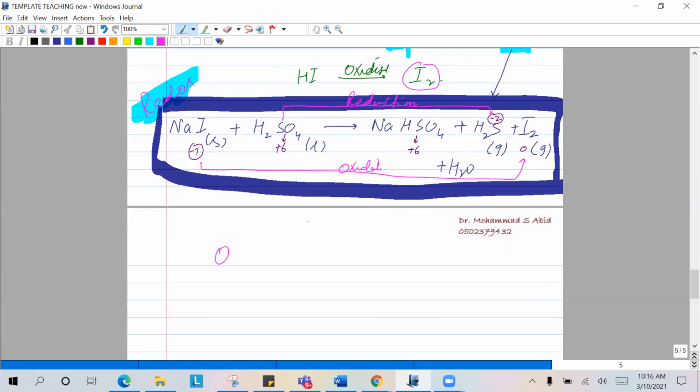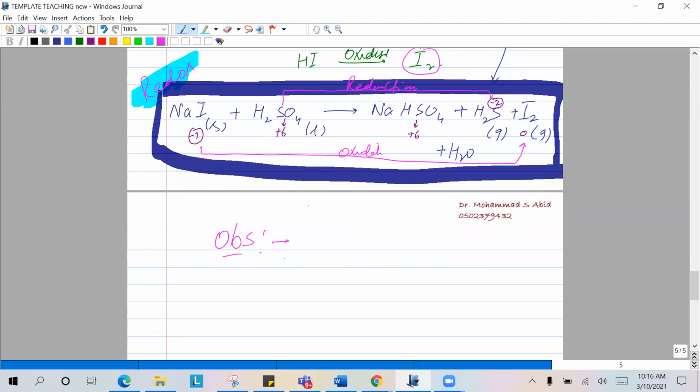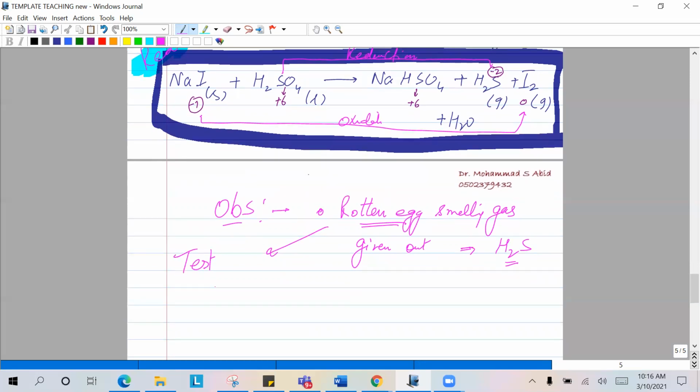Next thing is the observations. Now, what are the observations? Definitely white residue. That is not very important. The important thing is, again, there is a gas given out, a rotten egg smelling gas. Now, this is actually an indication of H2S. So for H2S, you use the words rotten egg. We will test for it whether it is actually H2S or not.